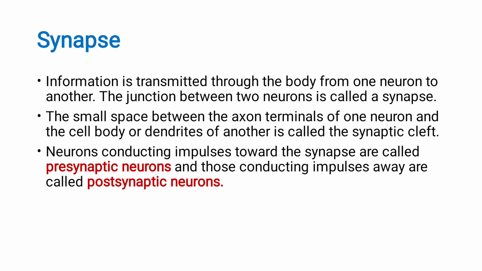The small space between the axon terminal of one neuron and the dendrite of another is called the synaptic cleft. Neurons conducting impulses towards the synapse are called presynaptic neurons, and those conducting impulses away from it are called postsynaptic neurons. If the impulse is carried towards the synapse, it is called a presynaptic neuron, and if carried away, a postsynaptic neuron.